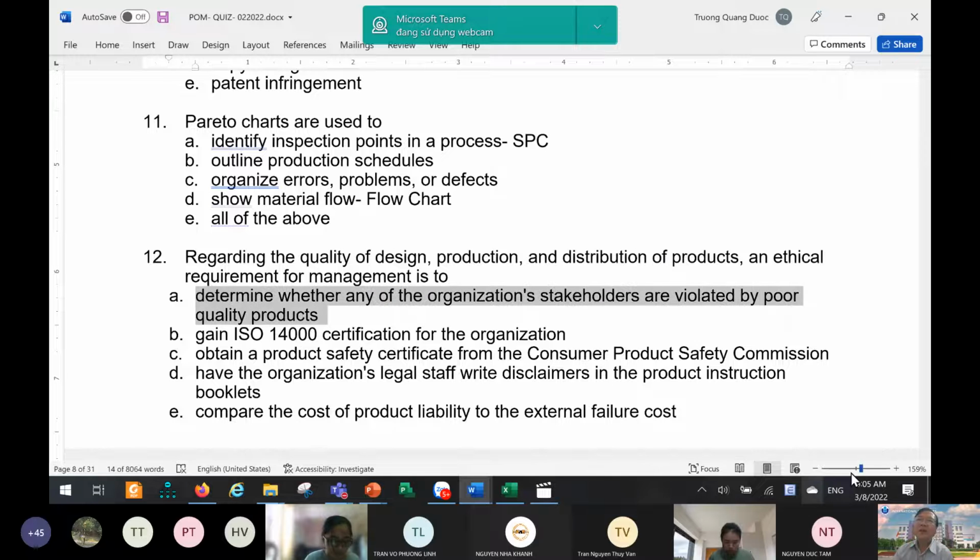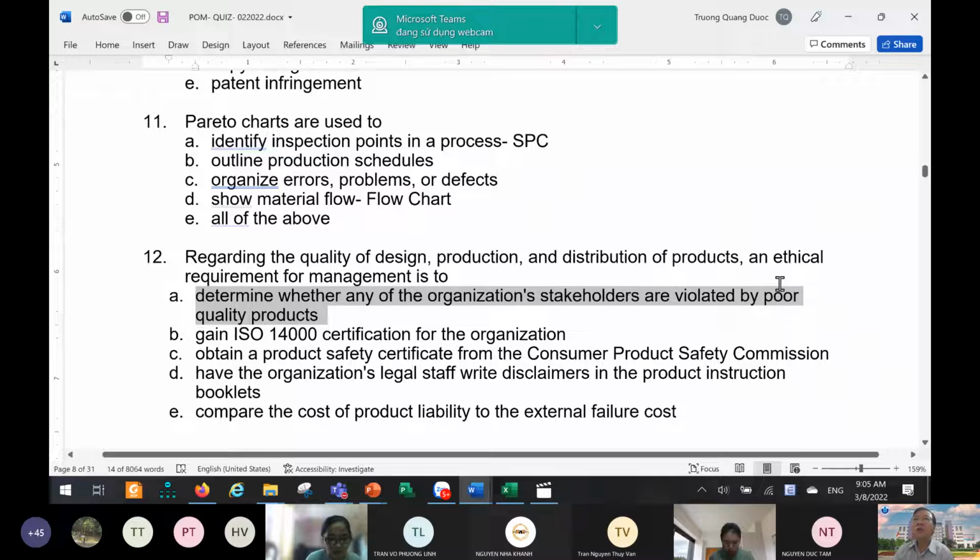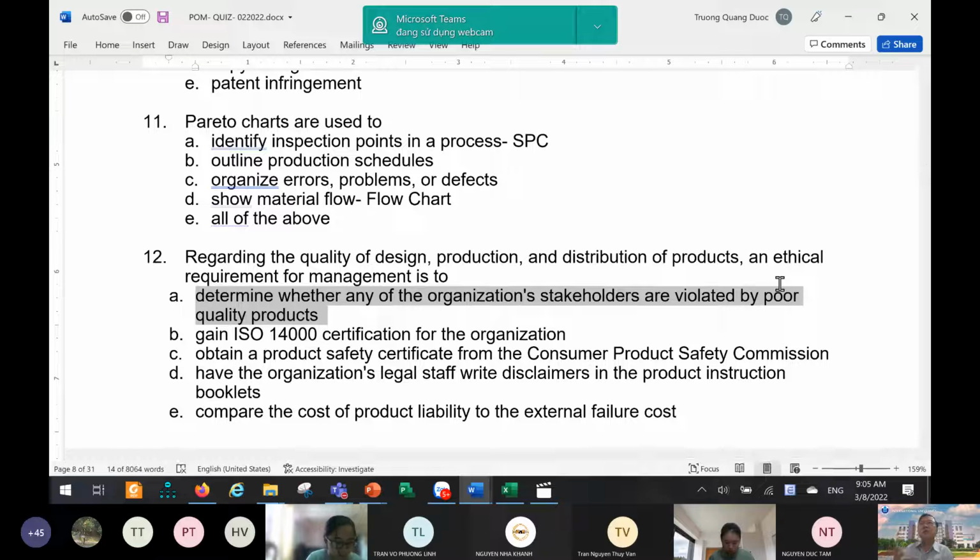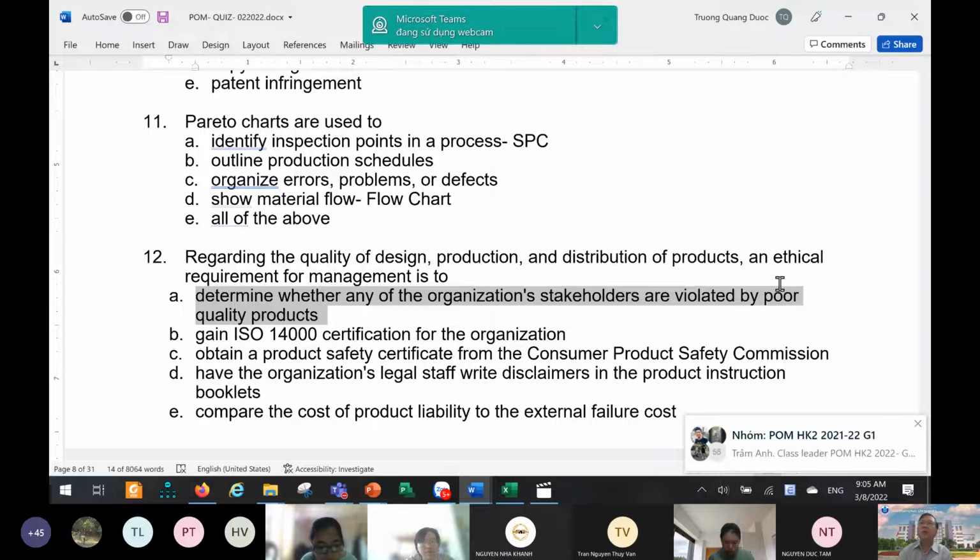For management, what is management here? Board of directors, okay, CEO. Because they take responsibility for the quality of the product. So in the case that another stakeholder wants, okay, maybe you can reduce the quality a little bit, but you get more profit. So it's ethical, huh? So there's some kind of ethical requirement, okay? So determine whether any organization stakeholder is violated.